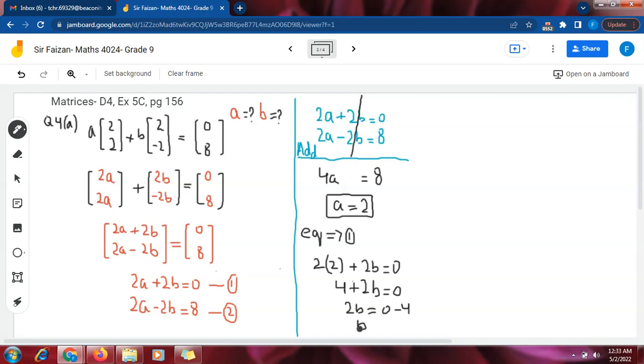So b will be equals to minus 4 upon 2, and the value of b is coming out as minus 2. So these are the two values of a and b. You can check the values by putting them back in the original equation. A is equals to 2 and b is equals to minus 2. These are the two values of the unknowns.